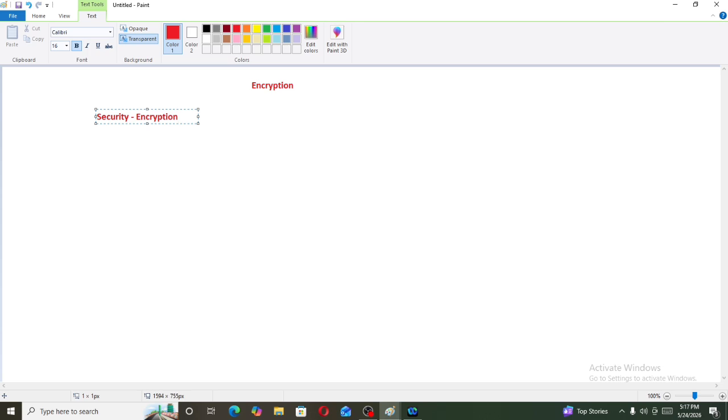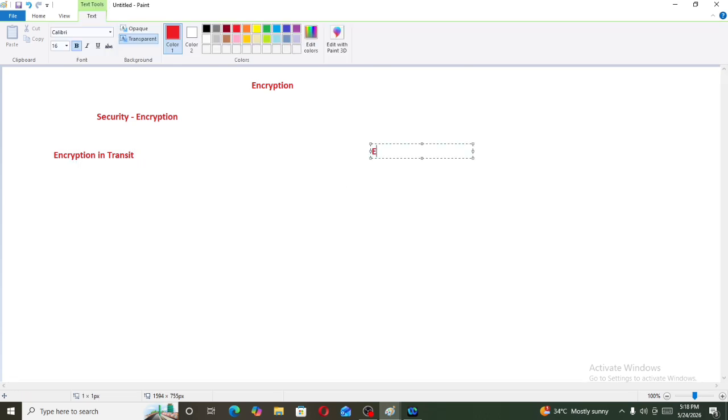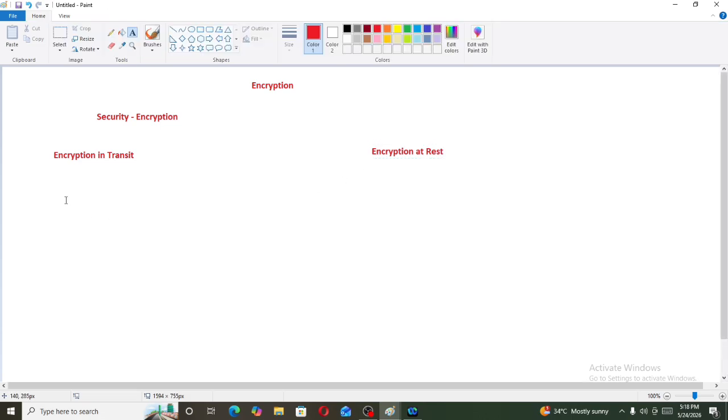Encryption can be done in two ways. What are those two ways? First is encryption in transit, and second is encryption at rest.